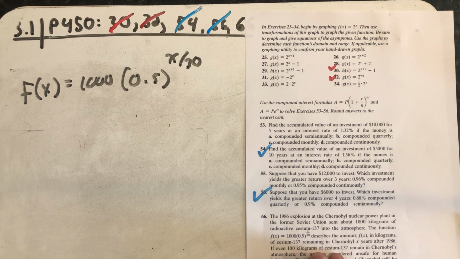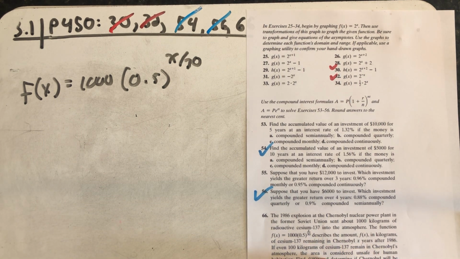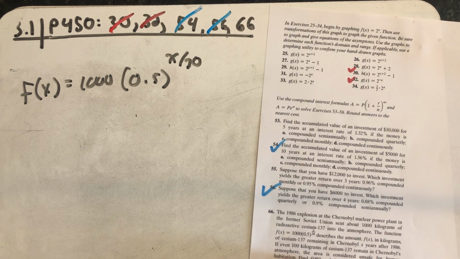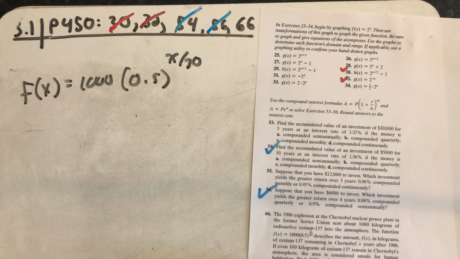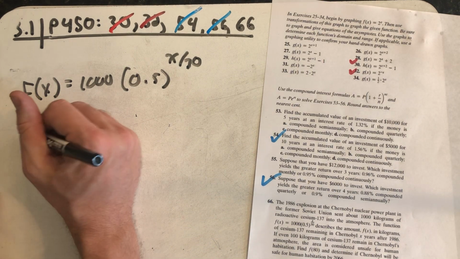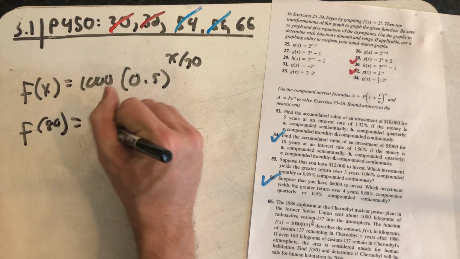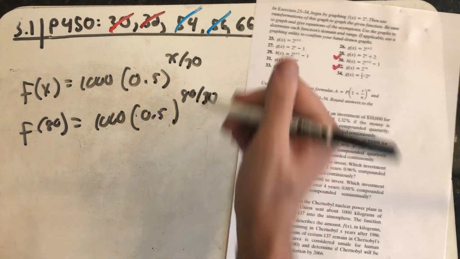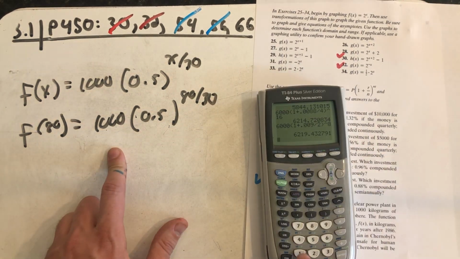If 100 kilograms of cesium-137 remain in Chernobyl's atmosphere, the area is considered unsafe for human habitation. Find f of 80 and determine if Chernobyl will be safe for human habitation by 2066. Well, those are related because 1986 was when it happened. X is years after 1986, so 80 years after 1986 is 2066. So we're just asked to find f of 80. So this is really just about typing in an exponential equation to our calculator and getting an approximation.